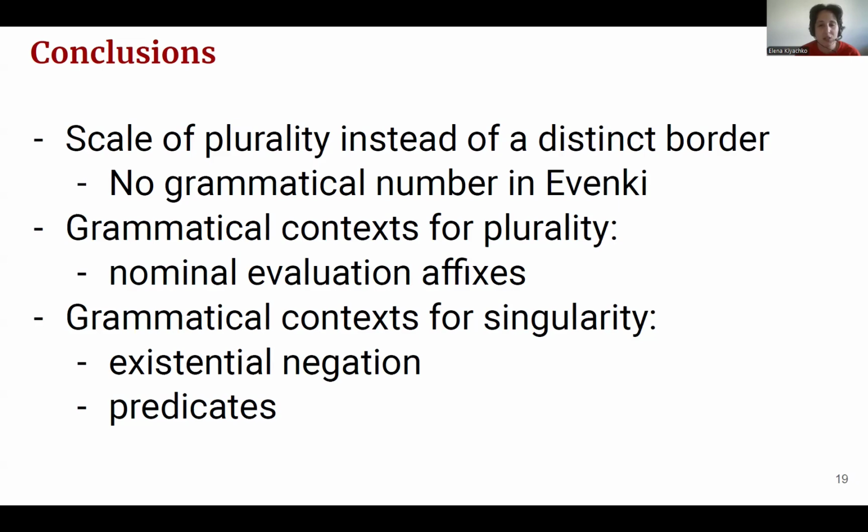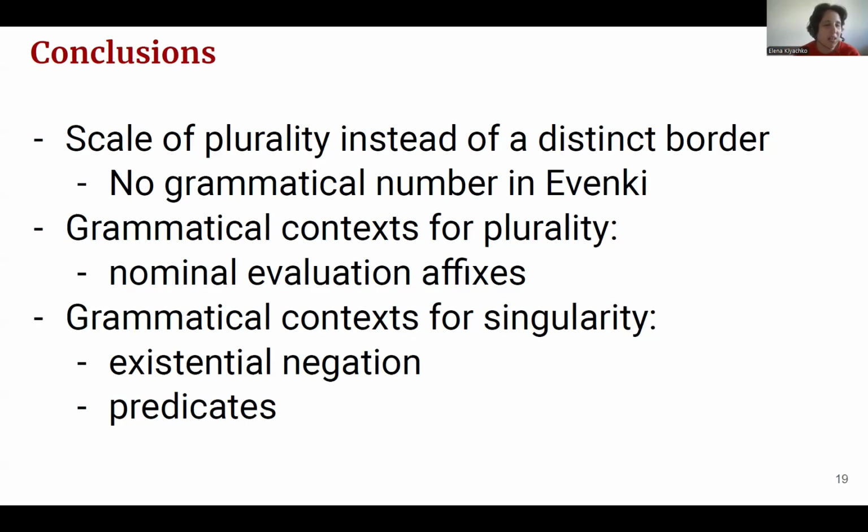To sum up, we can see that there is no distinct border between singular and plural forms for mass nouns in Evenki. On the contrary, there must be some scale of plurality, with some nouns tending to have more singular forms and others tending to have more plural forms. It is connected with the lack of the grammatical number category in Evenki. Perhaps some nouns could move from one end of the scale to the other.